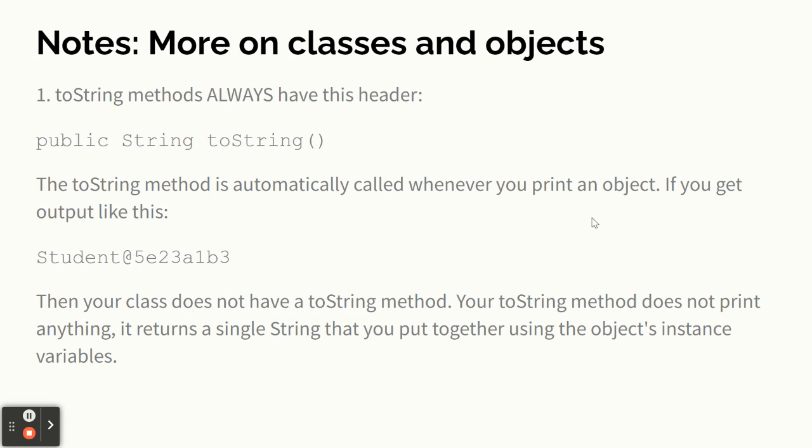I've already told you this and you've seen it, I think, but the ToString method is called automatically when you print an object. And if you get something like this output, Student at, weird number letter combo thing, that means you don't have a ToString. Sometimes I've seen people spell ToString without the capital S, and that would make it not work. It has to say public string ToString. Anyway, no big deal. If you want it to have a ToString, that's how you have to do it.